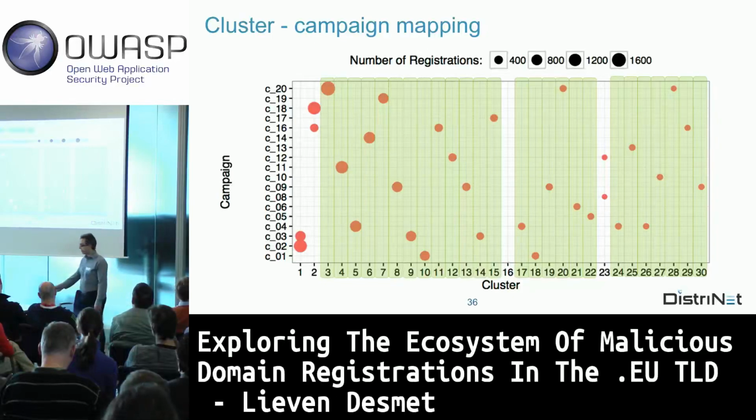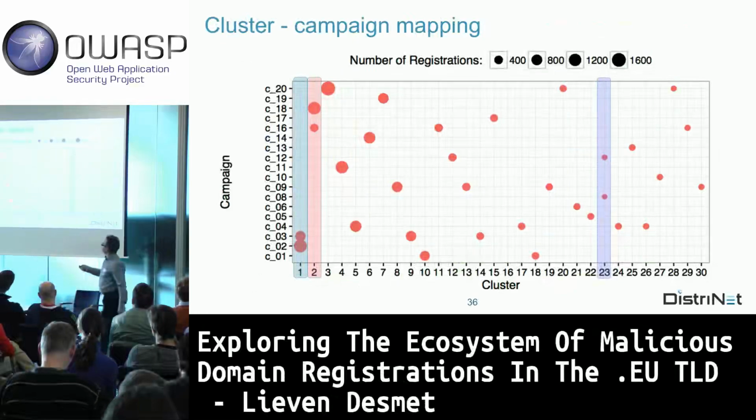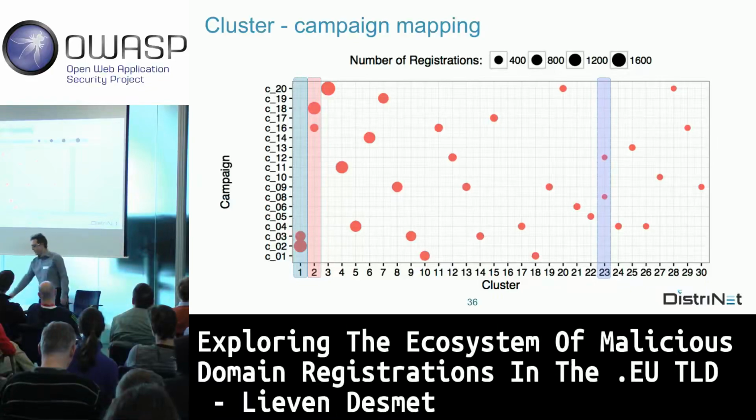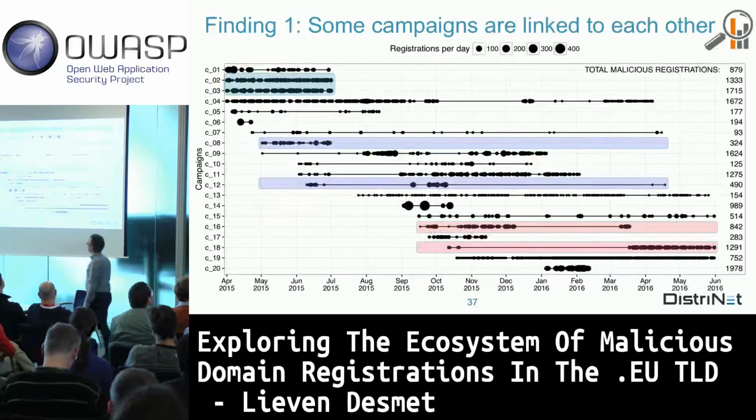We see, for instance, that for 3 of them, we see one cluster, which means very similar registrations, and they end up in our analysis in 2 different campaigns. And we see it for three periods. That makes an assumption that it's not 20 actors, but about 17 actors that are being active within the .eu TLD. And indeed, for some of them, you can visually already see that there's some correlation.